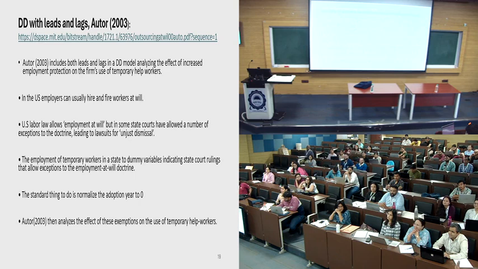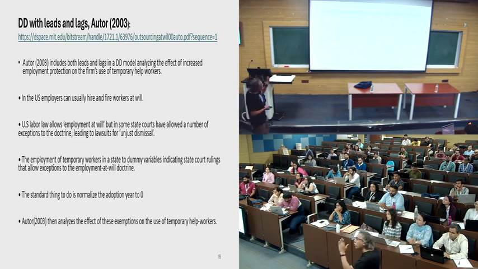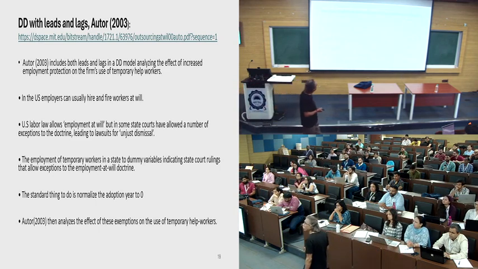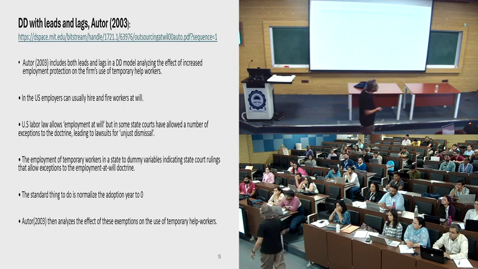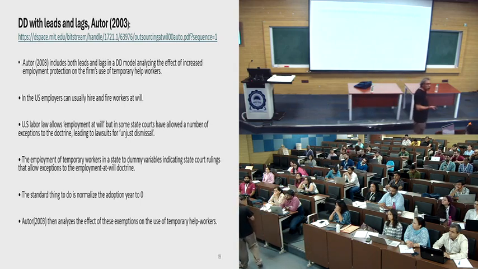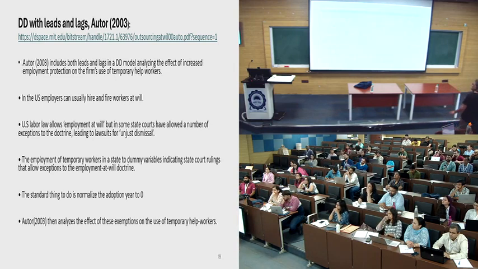US labor law allows employment at will, but in some states, courts have allowed a number of exceptions to this doctrine, what we call unjust dismissal. So there will be a lot of court cases. The employment of temporary workers in a state is regressed on dummy variables that indicate the state court ruling that allows exceptions to the employment at will doctrine.